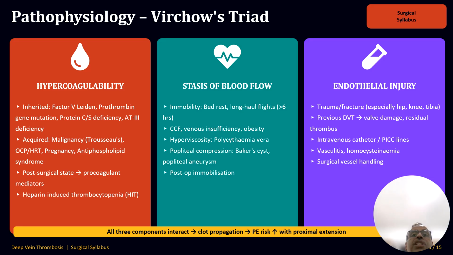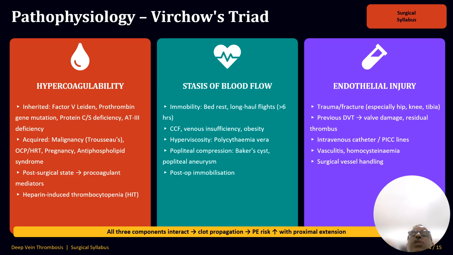Chronic venous insufficiency, obesity, congestive cardiac failure, polycythemia vera, and post-op immobilization would all lead to stasis of blood flow and also development of deep vein thrombosis. The third component of Virchow's triad is endothelial injury. Endothelial injury can occur because of trauma. It can also occur because of fracture, especially hip fracture, knee fractures, or tibial fractures.